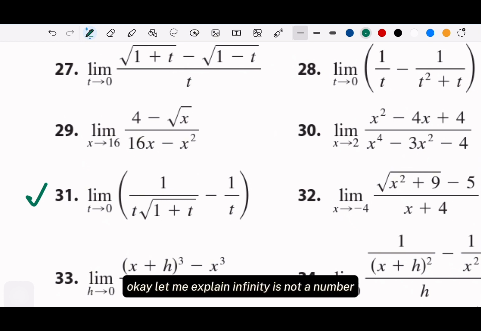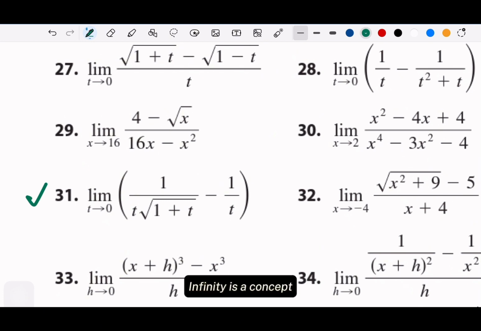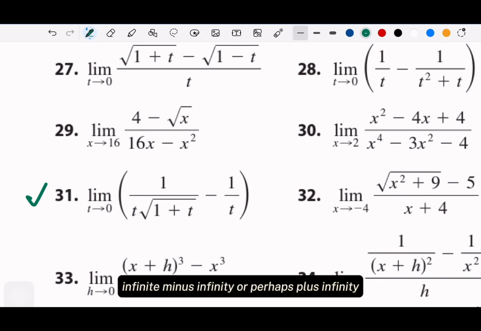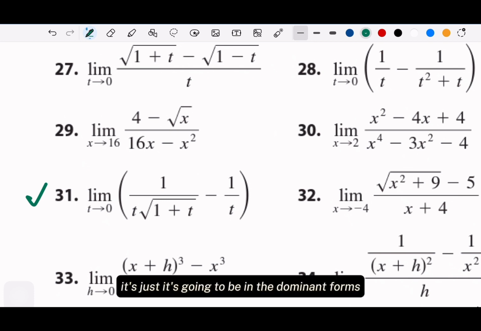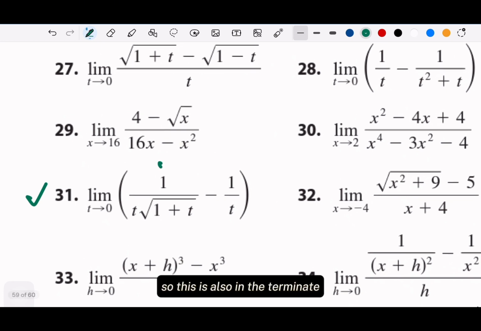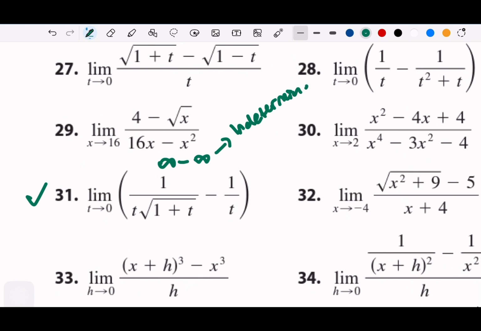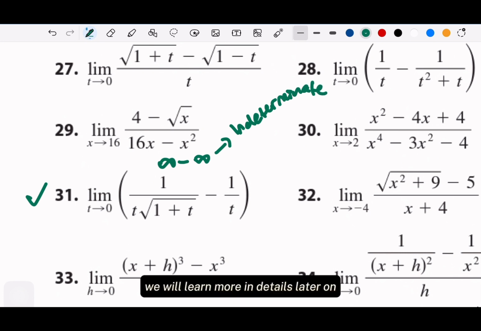Infinity is not a number. Okay? Infinity is a concept. If you take infinity minus infinity equals 0, it means you take the infinity as a number. And infinity doesn't work like that. So whenever we have 0 over 0, infinity minus infinity, or perhaps plus infinity, it is also an indeterminate form. So this is also indeterminate. We will learn more in detail later on about this indeterminate form.